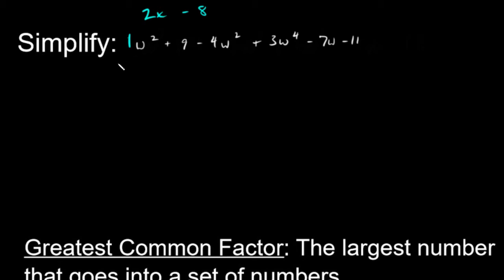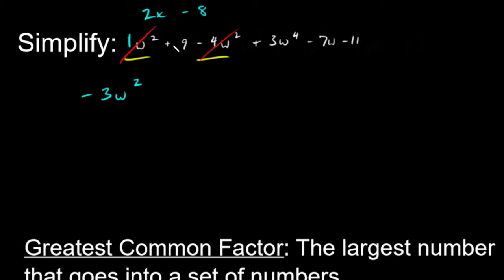Let's do the w squareds first. You've got one of them here, and you've got -4 of them here. So if you had 1 and then you took away 4, you have -3 of them, or 1 minus 4 is -3. So this is -3w squareds. All right, following along. Then that takes care of these.